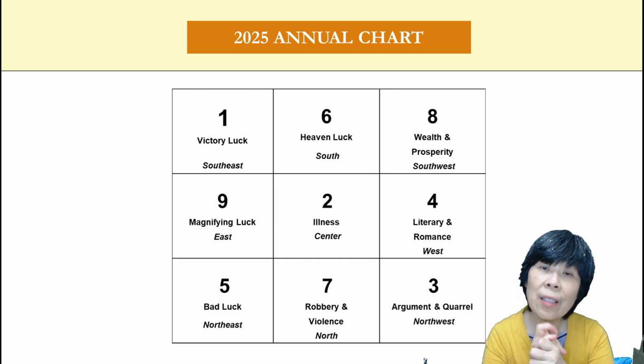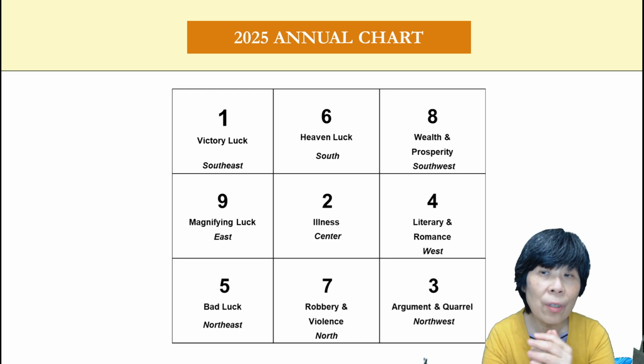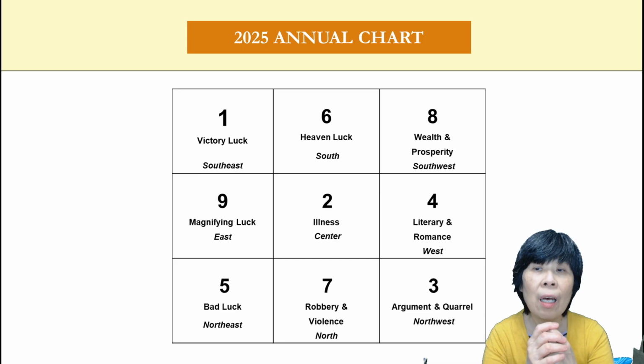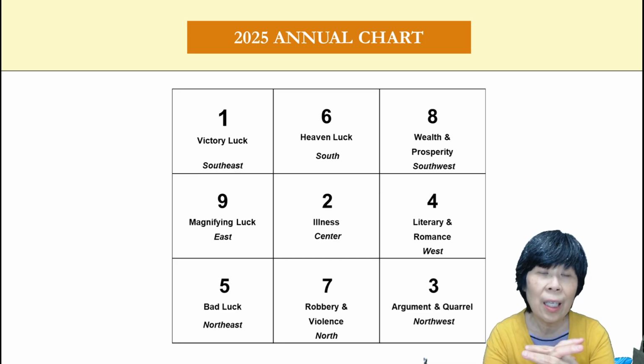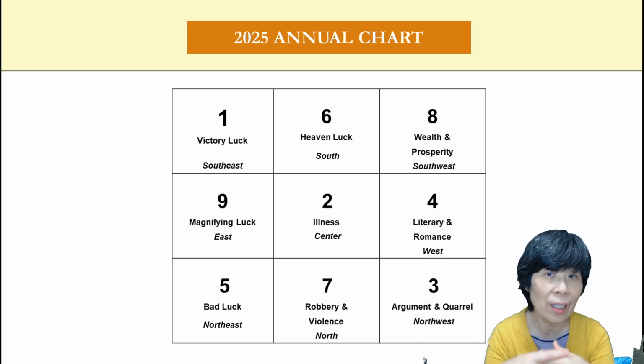So the annual flying star chart, based on the reigning annual star in the center, is to determine the distribution of the good and bad directions for the entire year. This chart, as the name implies, changes every year. Okay?